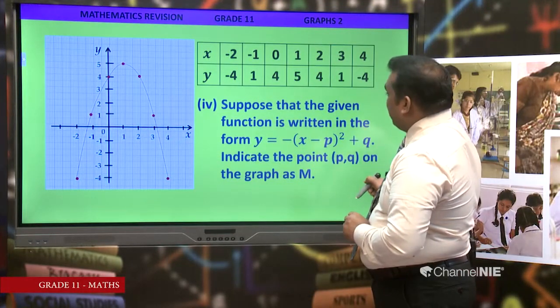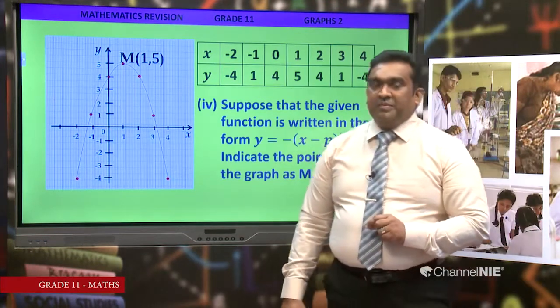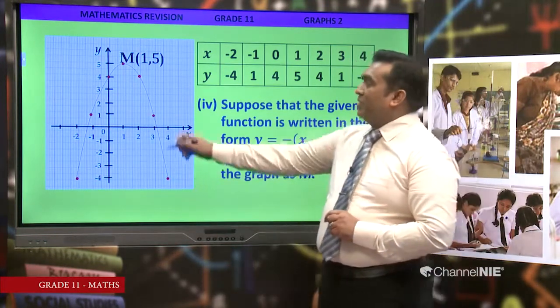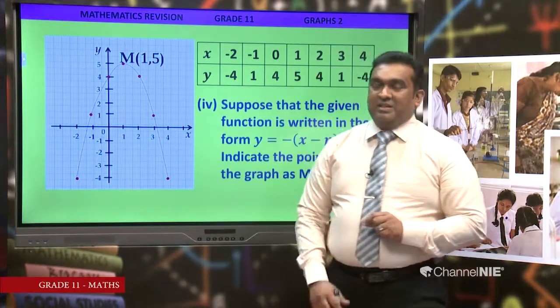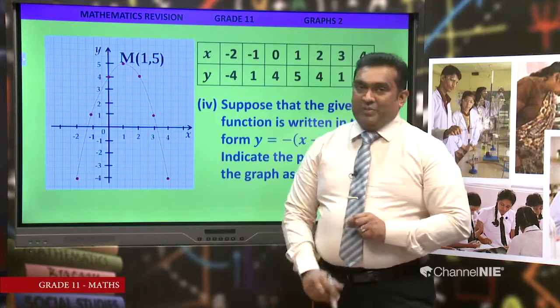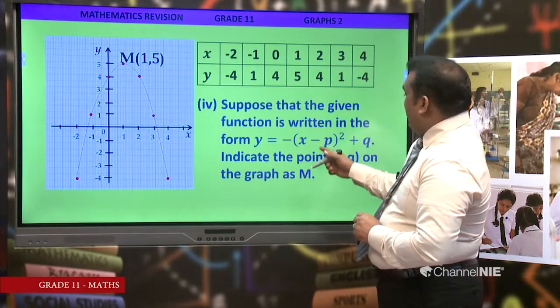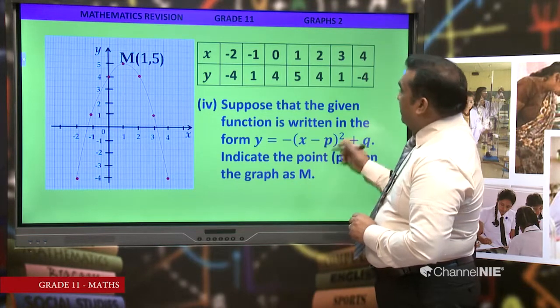Q we will see. This is your M. The x coordinate of the highest point is 1. The y coordinate of the highest point is 5. This is how we identify the point M.